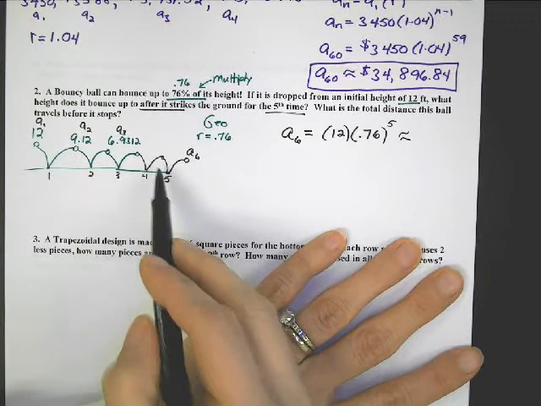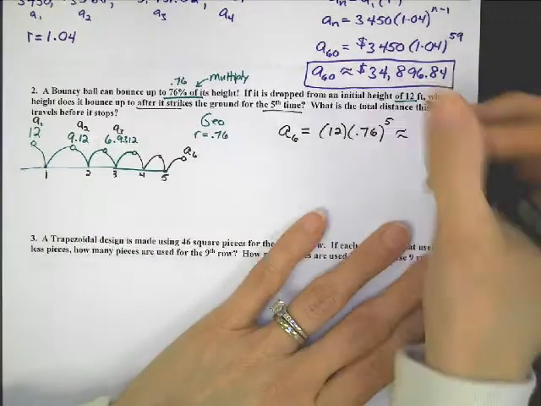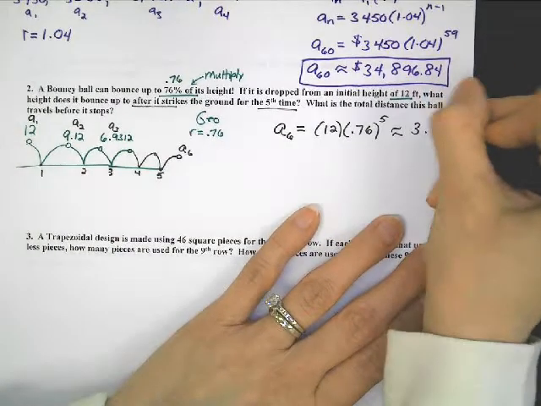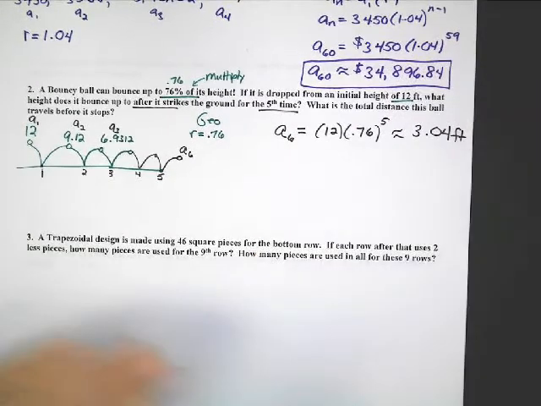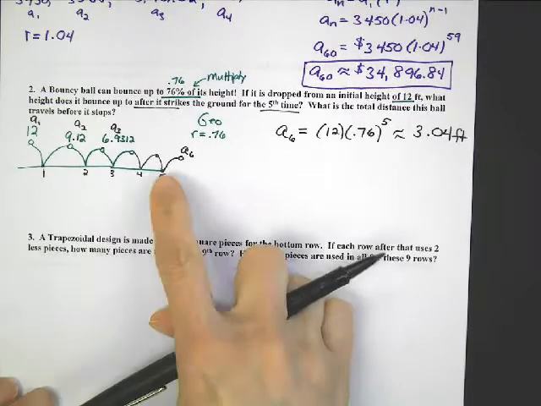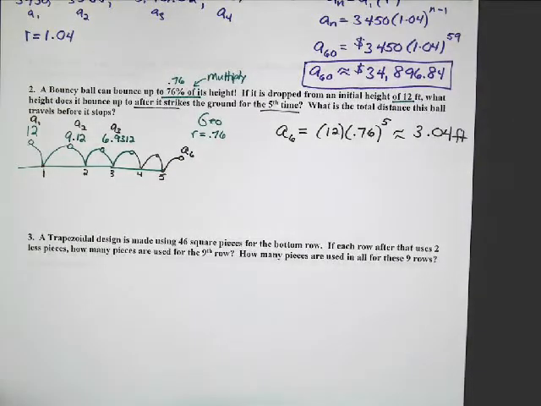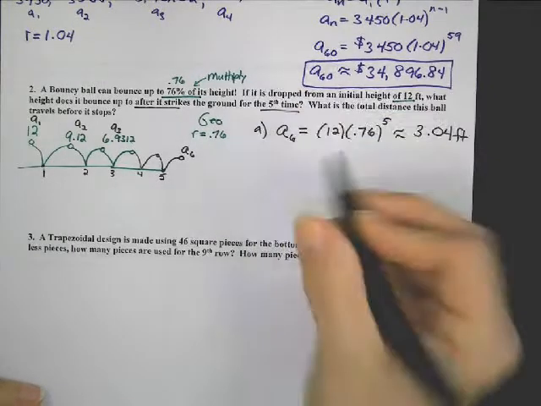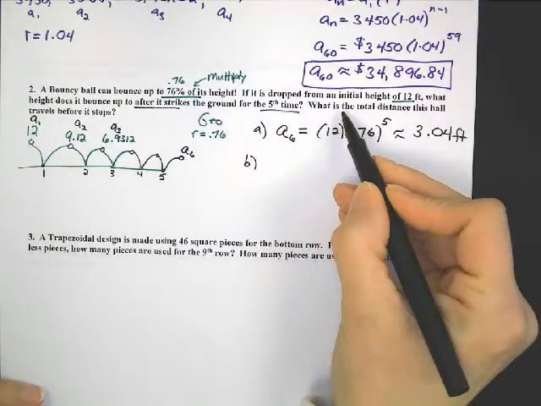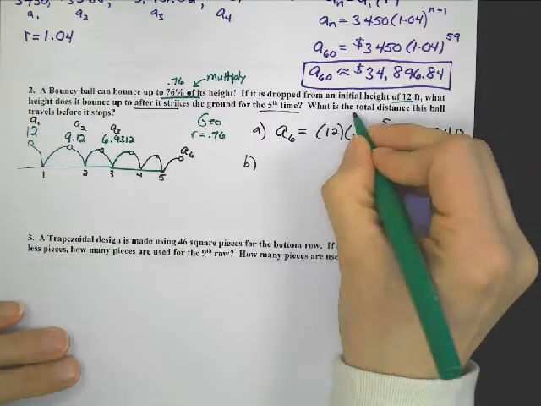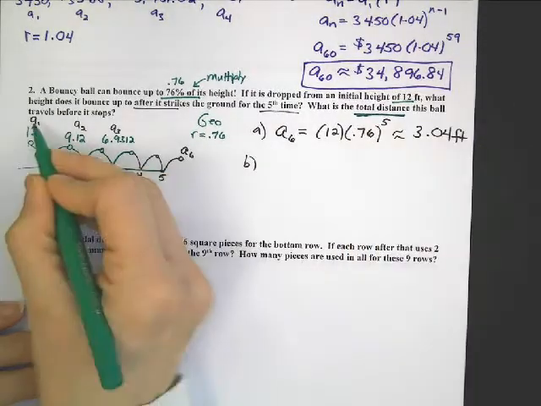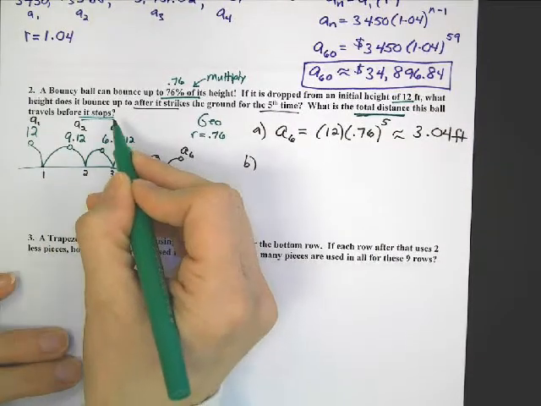12, 9, 6. I'm guessing something less than 6, right? 3.04 feet. That is the height it will reach after it strikes the ground for the 5th time. Okay, so that's the answer to part A. Now part B says, what is the total distance this ball travels before it stops?